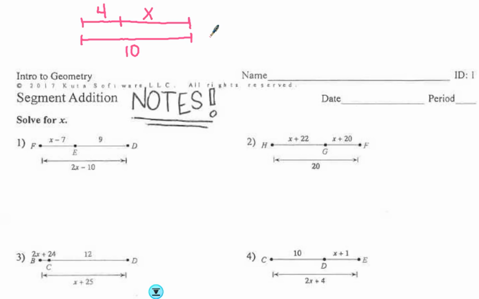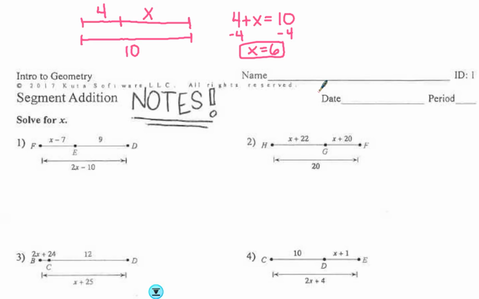All right, so we know again that the whole thing is 10. We know part of it's 4, so the other part has to be 6. We can set this up in an algebraic expression. 4 plus x equals 10. And then I could subtract 4 from both sides, and I'm left with x equals 6. So it's going to look a little different, but same concept, okay? We're always going to do piece plus piece equals the whole.